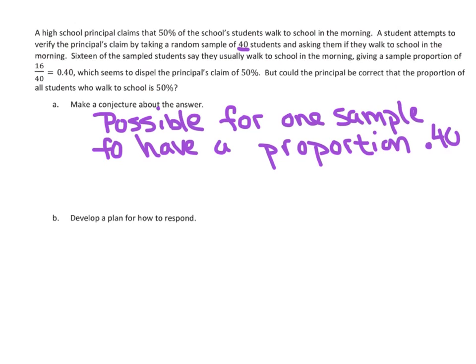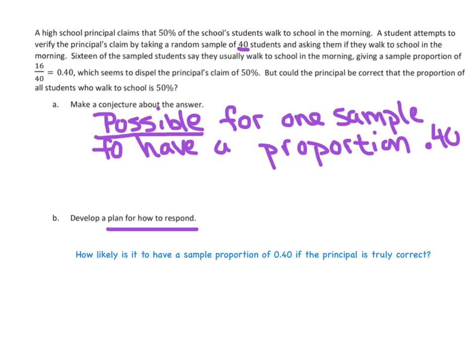And certainly the randomness plays a role, and maybe hypothetically you picked a third group of 40 students, and by golly, only 5 of them walked to school, and you'd end up with a really low percentage. That'd be very rare, but it's possible, and that's what we're saying here. Certainly it's possible. Now we want to develop a plan for how you'd respond, and maybe we could dig a little bit deeper into this.